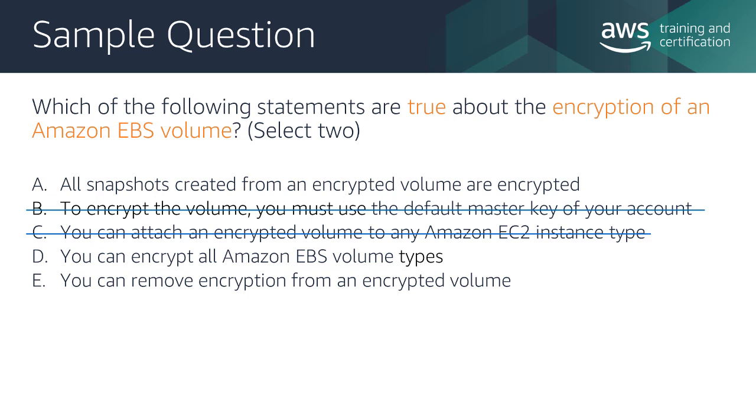Which other one can we remove? Well, option E, because you cannot remove encryption from an encrypted volume. Once a volume has the encrypted property, it is always encrypted. The snapshots are always encrypted. If you want to make an unencrypted version of the volume, you basically have to decrypt the content and save it onto a new unencrypted EBS volume.